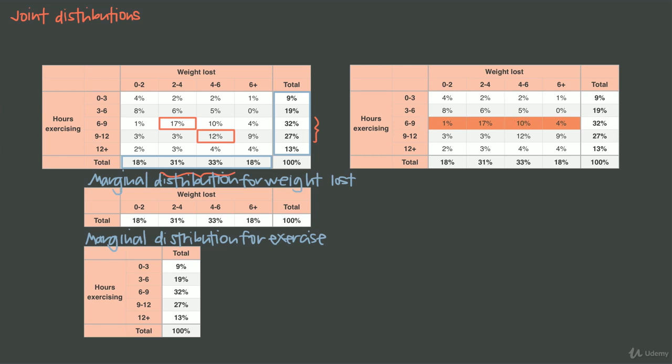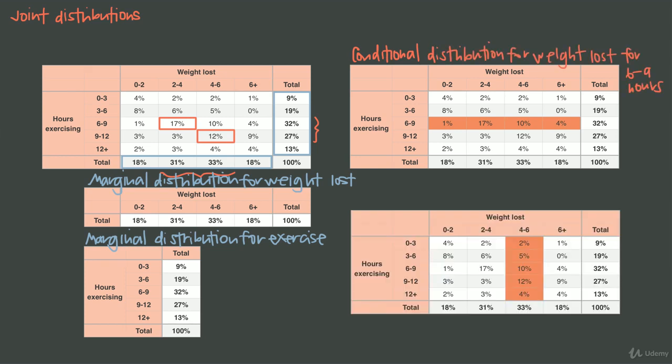So in the same way that this is the conditional distribution for weight loss for 6 to 9 hours exercising, this is the conditional distribution for hours spent exercising based on 4 to 6 pounds of weight loss. So this column here is the distribution that shows us, assuming that we are looking at the participants who lost between 4 and 6 pounds, how much time did they spend exercising? So we're really just zooming in and examining in detail that group in our study who lost between 4 and 6 pounds, and then examining the different hours that they spent exercising.